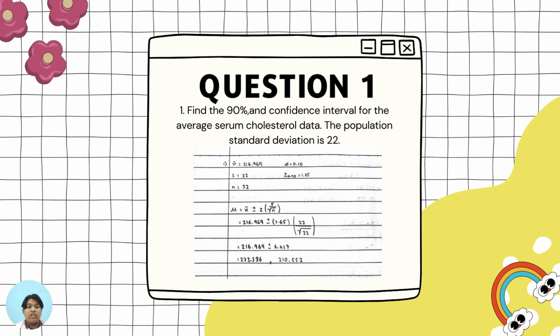So let's find the confidence interval. The formula is x bar plus minus z times standard deviation over square root of n. So when we put all the data in, we'll get the answer is 223.386 and 210.552. So let's go to question number 2.